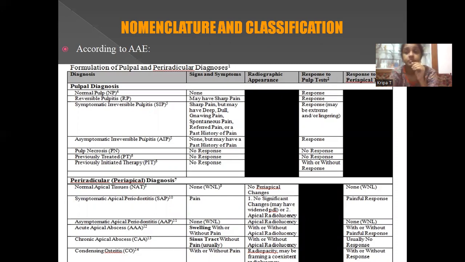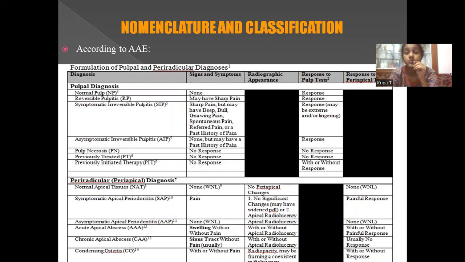So now, according to the American Association of Endodontics, the pulpal diagnosis for a normal pulp is actually "responsive." Many students still get confused here. The pulp will definitely respond. We have to assess what the pain threshold of that particular patient is.